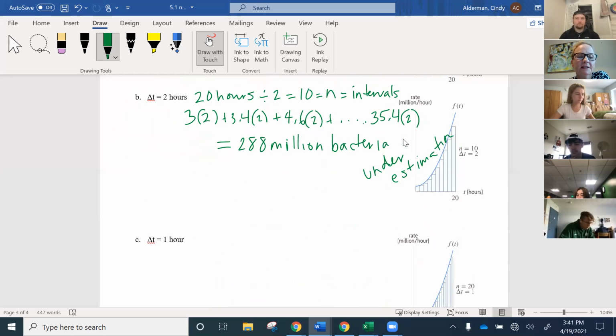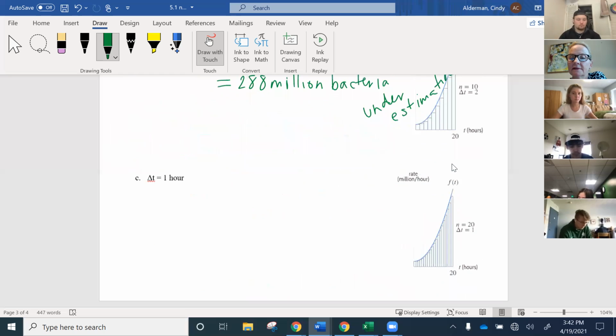Okay, and then here, they want the change in time to equal 1 hour. Now, I'm not going to list that table out. I didn't bother copying that. But you can imagine that compared to this estimate right here, what's going to happen when I make the intervals 20? Is it going to get bigger or smaller? Different question. Is the area of these rectangles more than or less than this?